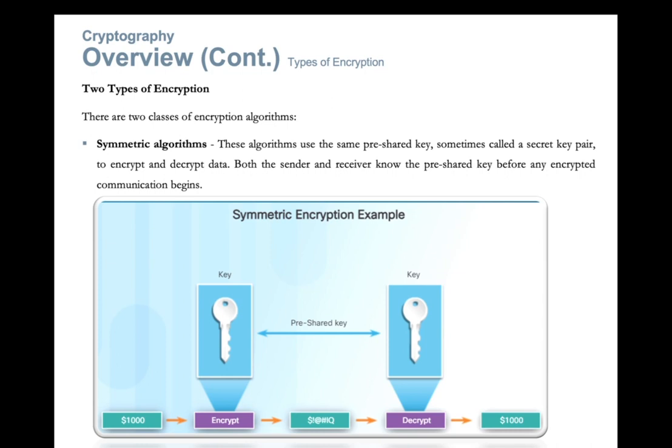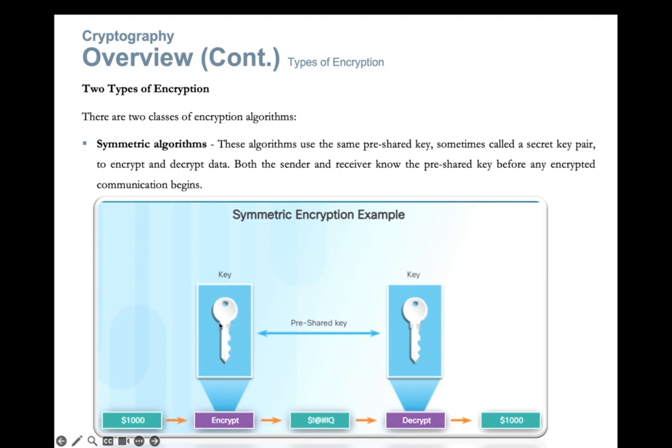Symmetric algorithms use the same pre-shared key, sometimes called a secret key pair, to encrypt and decrypt the data. Both the sender and receiver know the pre-shared key. The same key is used.